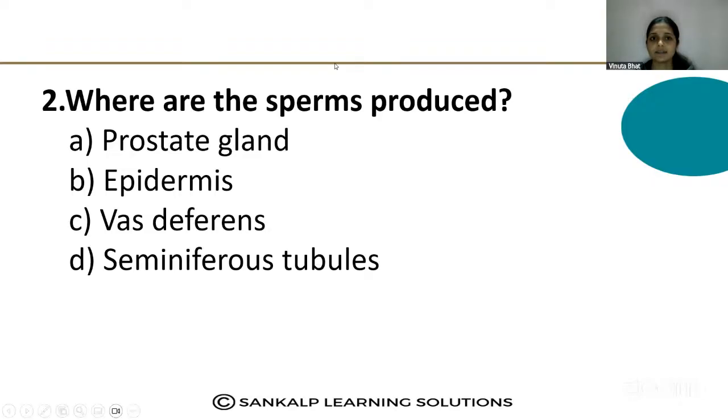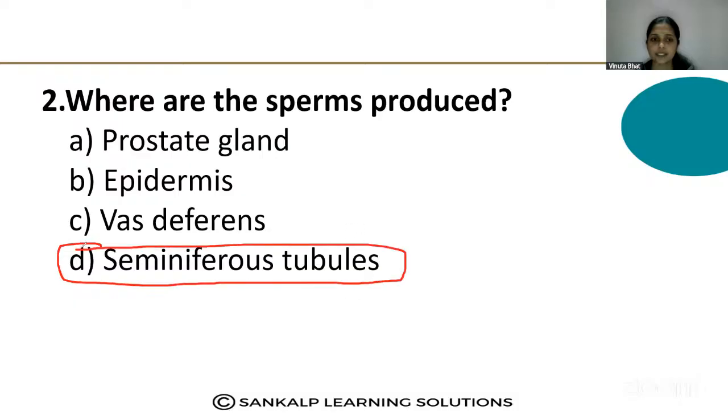Prostate gland, that is the gland that is also included in the male reproductive system, but the answer is option D, seminiferous tubule. The sperms are produced inside the seminiferous tubule. Yes, that is the correct one.